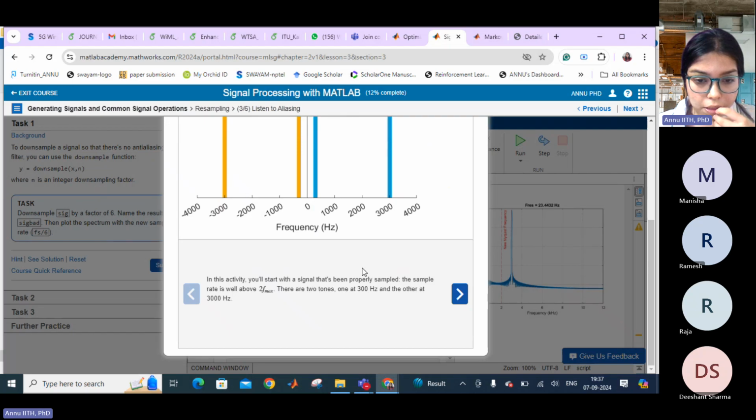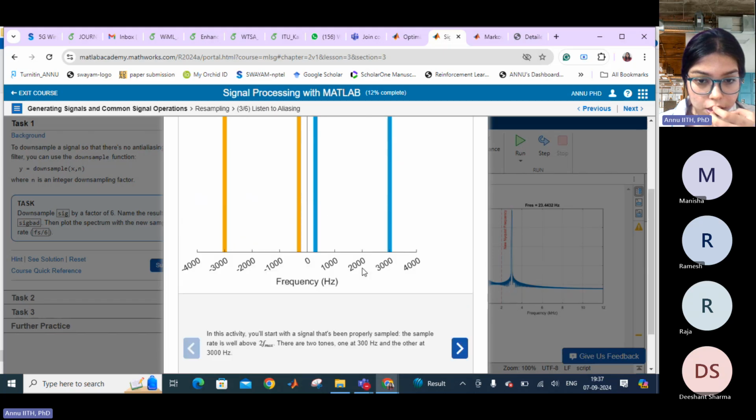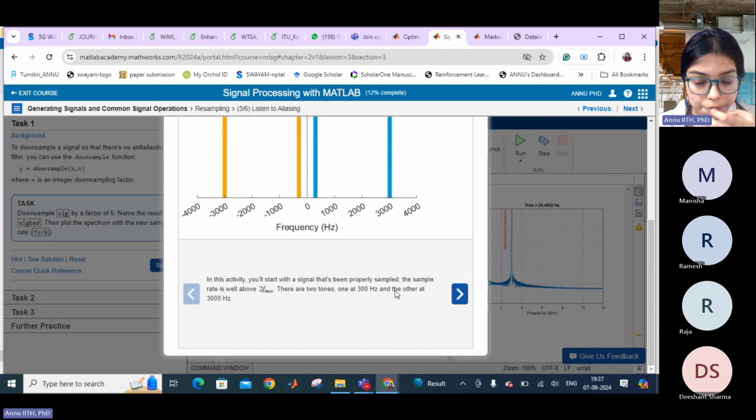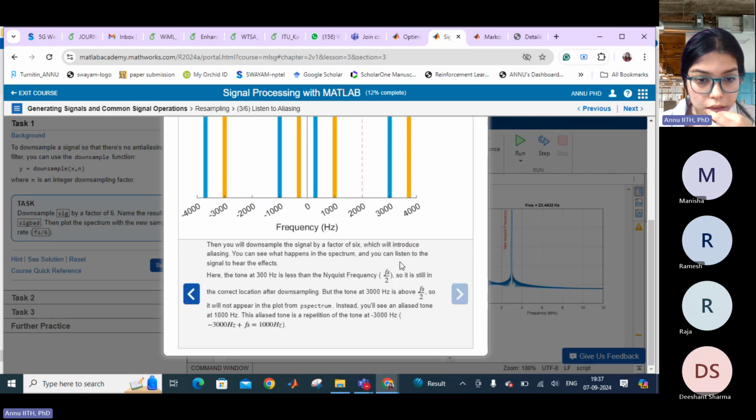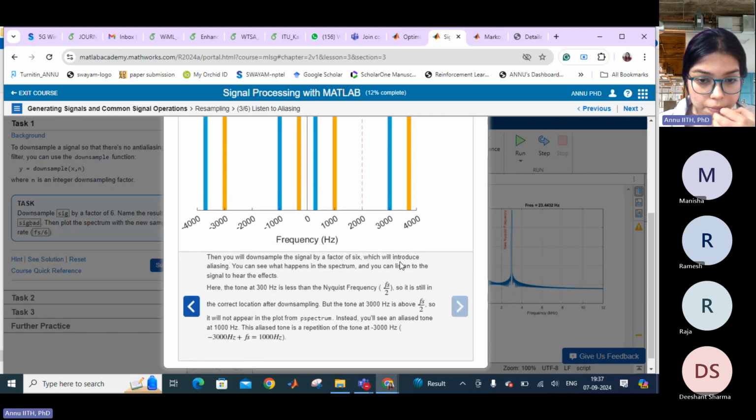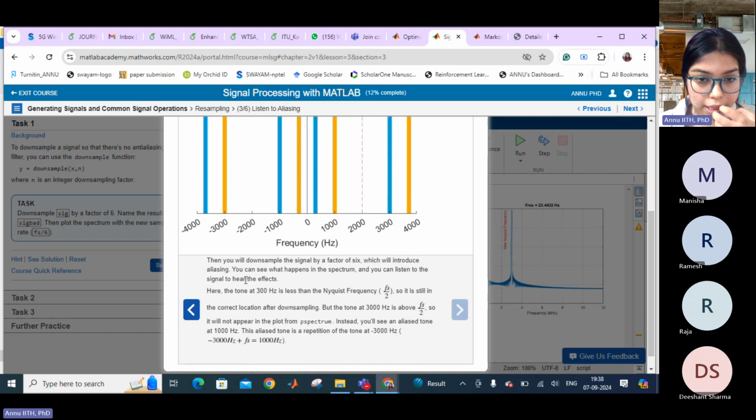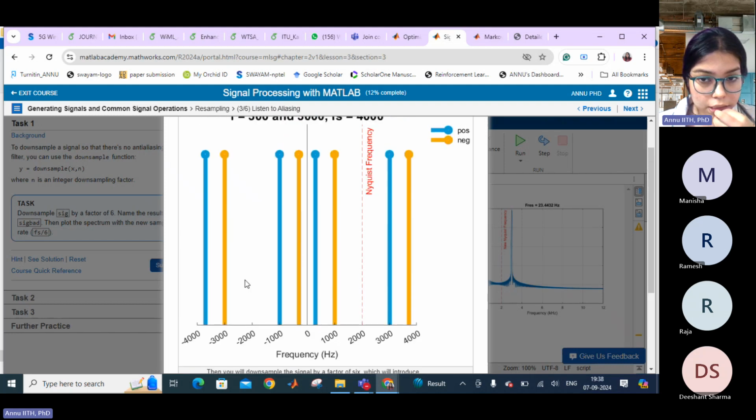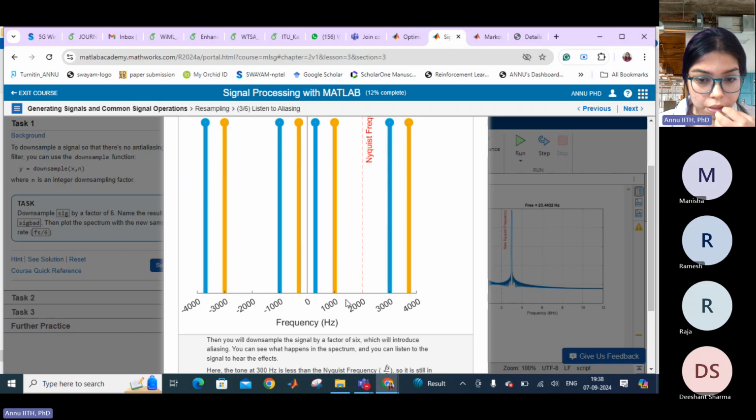In this activity, you'll start with a signal that is properly sampled. The sample rate is above 2 Fmax. There are two tones, one at 300 Hertz, another at 3000 Hertz. So 300 Hertz and 3000 Hertz, two tone frequencies. Then you will downsample the signal by a factor of 6, which will introduce aliasing. Aliasing in the sense, you know, the Nyquist frequency is the sampling rate divided by 2.